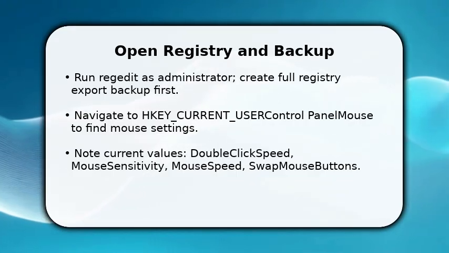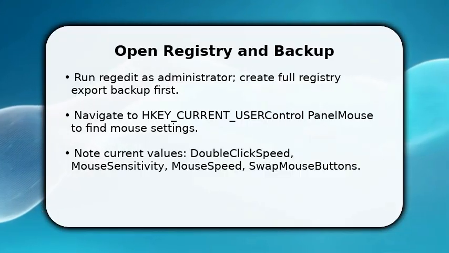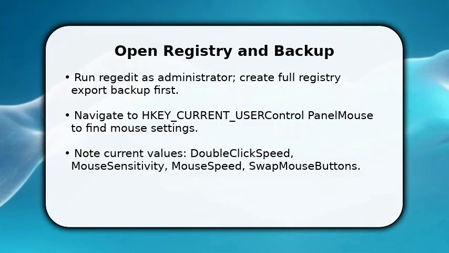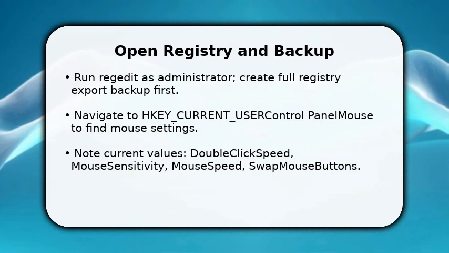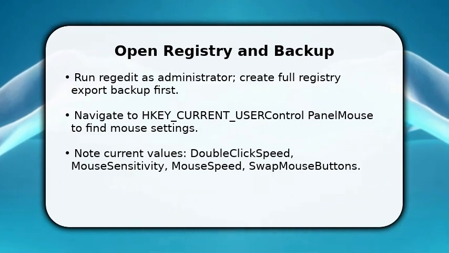Next, navigate to HKEY_CURRENT_USER\Control Panel\Mouse, where most per-user mouse values live. You should visually confirm the current entries: double-click speed, mouse sensitivity, mouse speed, and swap mouse buttons, because you will edit these numeric values directly. Make sure to record original numbers in a text file.